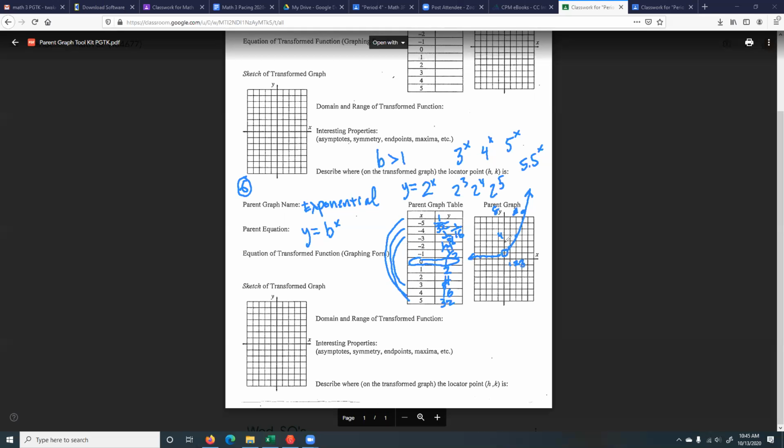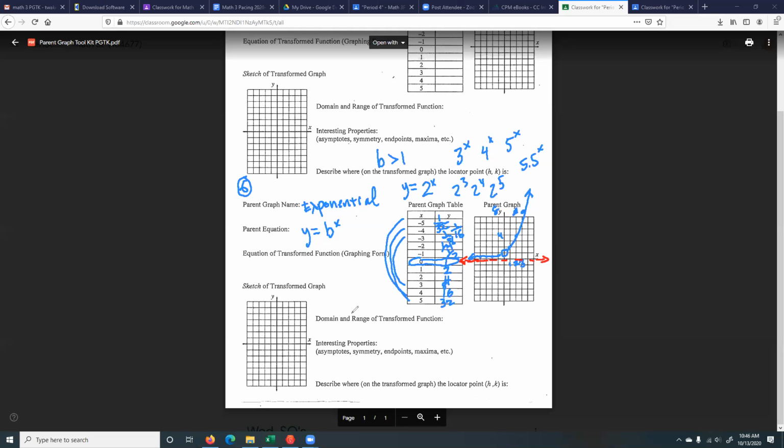So does this have an asymptote? Absolutely. Do you need to draw the asymptote? Absolutely. So we're going to draw the asymptote in on the x-axis. The x-axis is the asymptote. Okay.